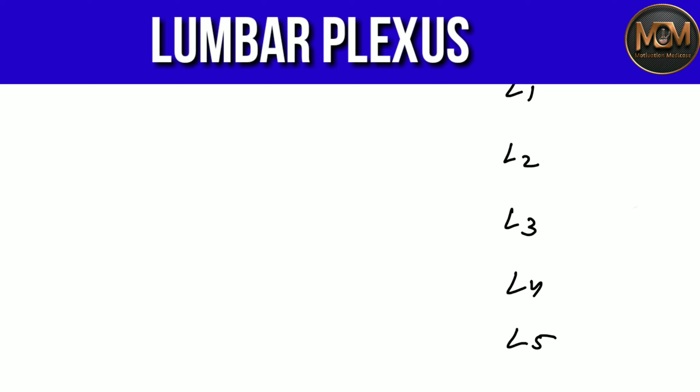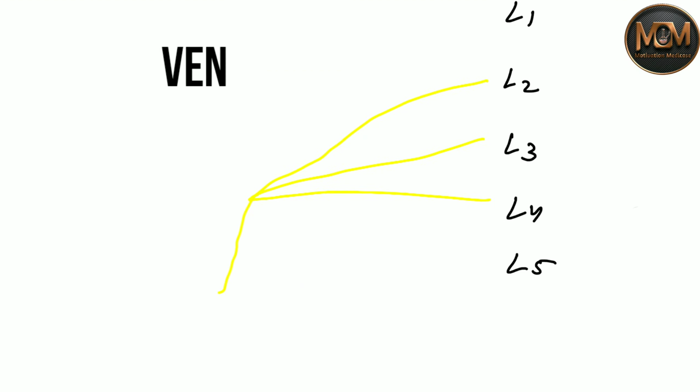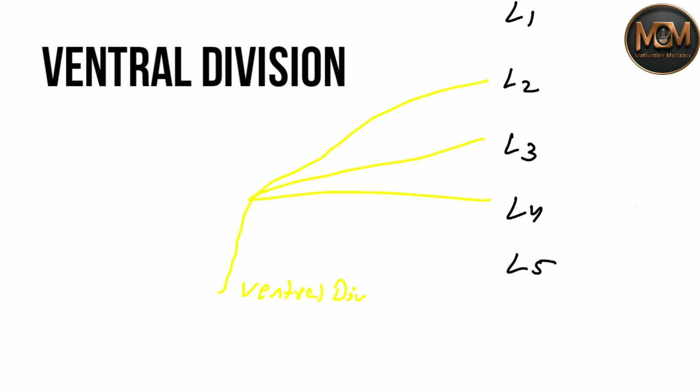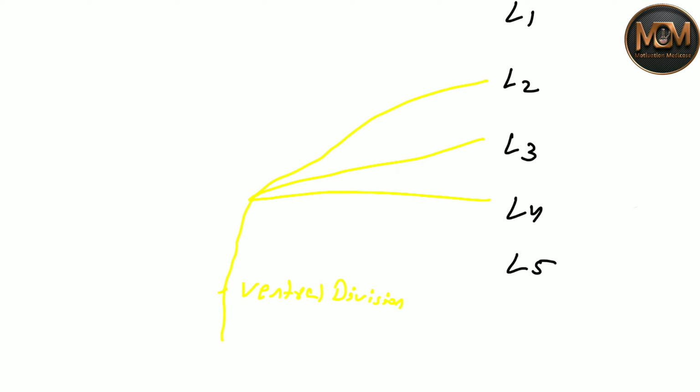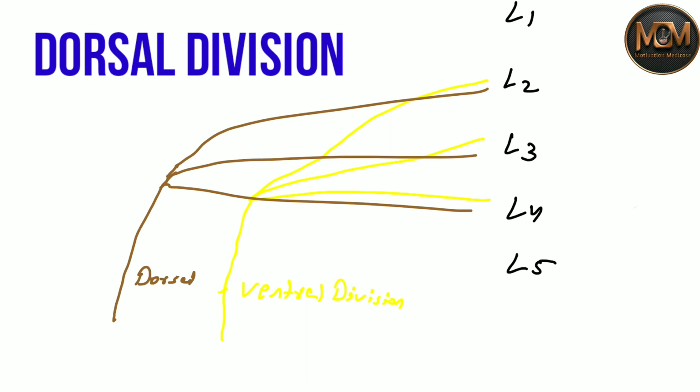So L2, L3 and L4 join. Basically L2, L3, L4 give a ventral division as well as a dorsal division. With a different color I will draw the dorsal division from L2, L3 and L4. This joins and forms the dorsal division.